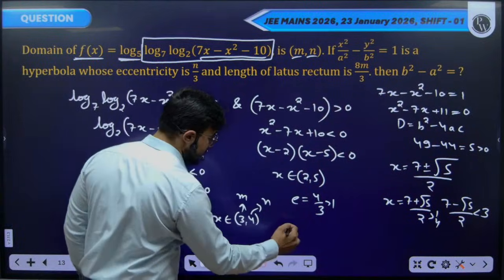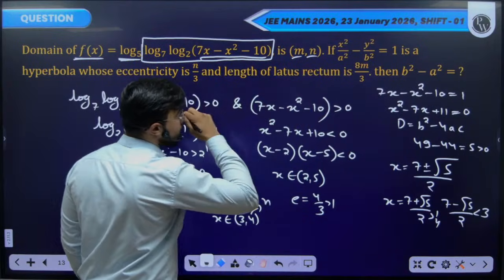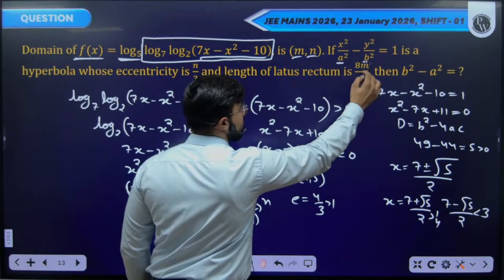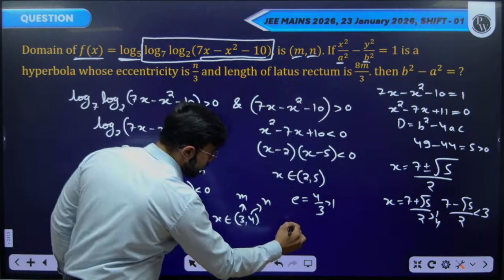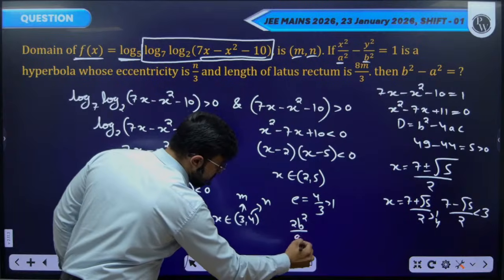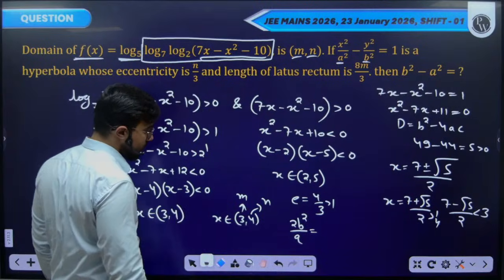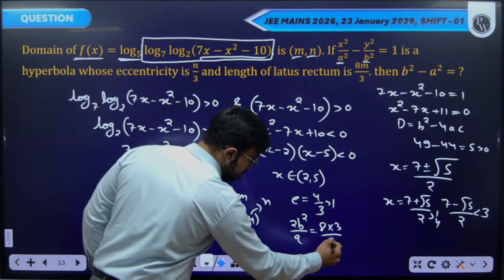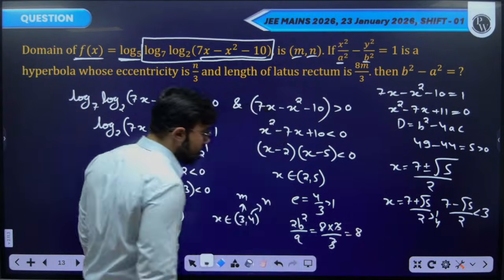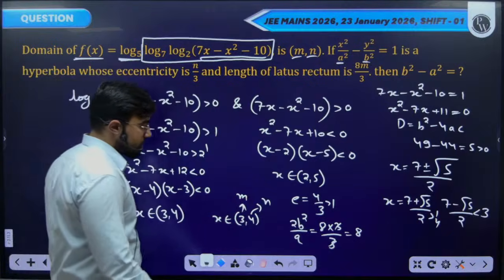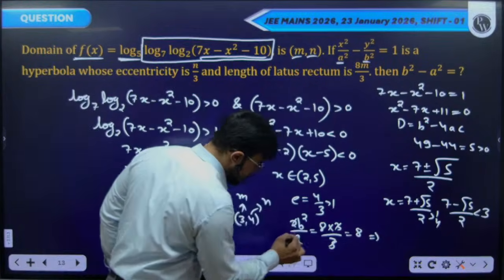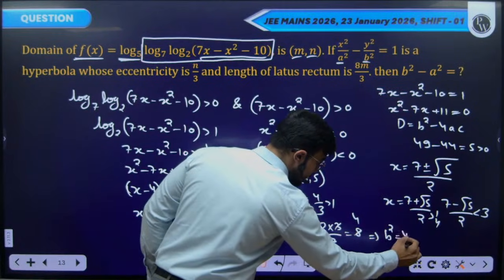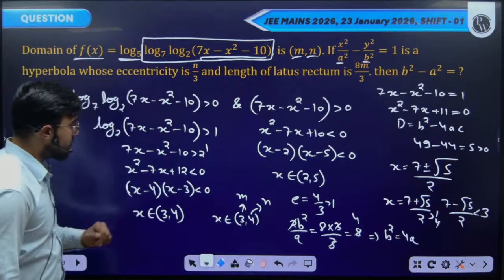And the latus rectum: which type of hyperbola is it? The x-axis is the transverse axis and the y-axis is the conjugate axis. So the length of the latus rectum is 2b square upon a, that is 8m by 3. So 8 into 3 by 3, so this is 8. These two values we have been given, so we can simplify. You can cancel this 2 with 8, so you'll get 4. So b square is equal to 4a. And the eccentricity is 4 by 3.